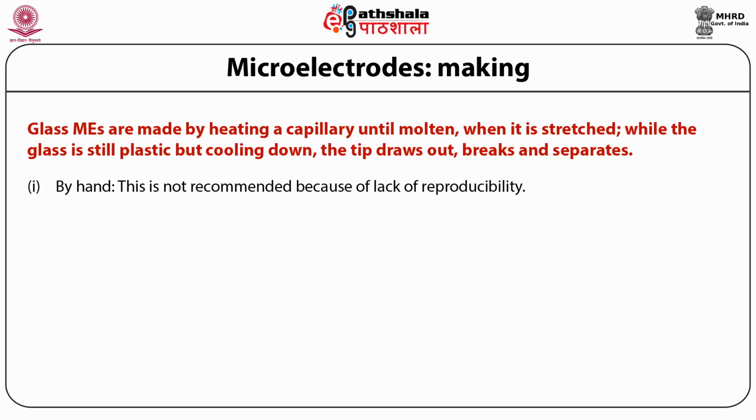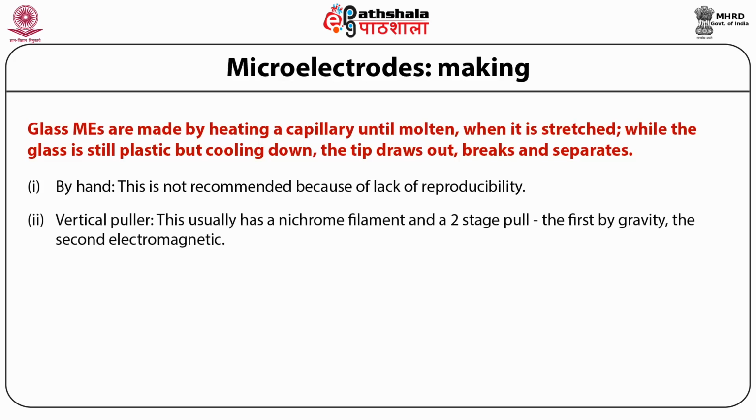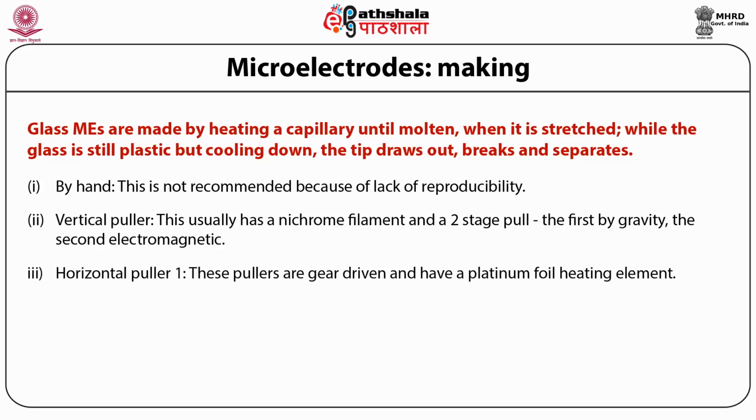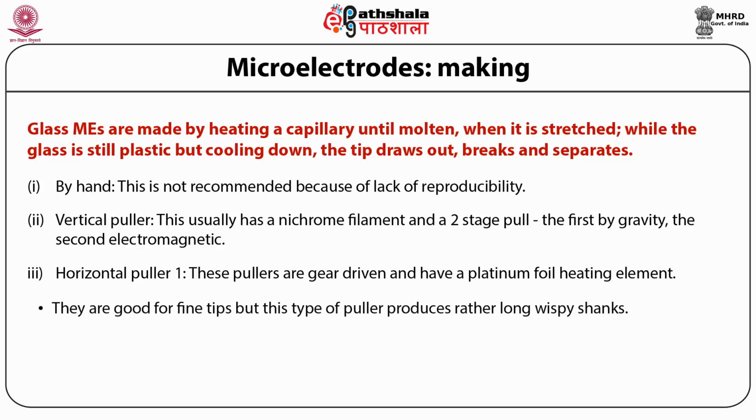Secondly, it can be made with the help of a vertical puller. This usually has nichrome filaments and a two-stage pull. The first pull is by gravity and the second is electromagnetic. The third one is the horizontal puller. These pullers are gear driven and have a platinum foil heating element. They are good for fine tips, but this type of puller produces rather long wispy shanks.